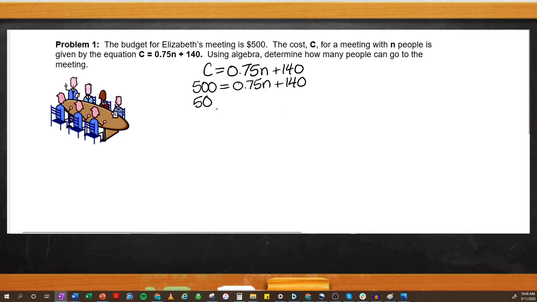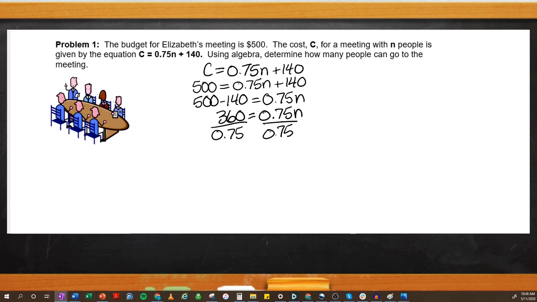So I get 500 subtract 140 is equal to 0.75n. When I do 500 subtract 140, I get 360 is equal to 0.75n. I now need to get rid of multiply by 0.75, so I divide both sides by 0.75, and I get my final answer, which is 480 is equal to n.